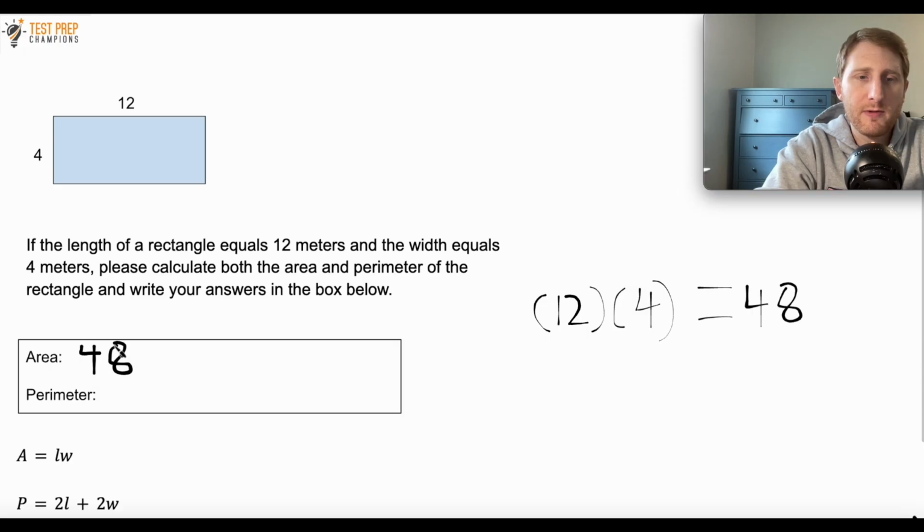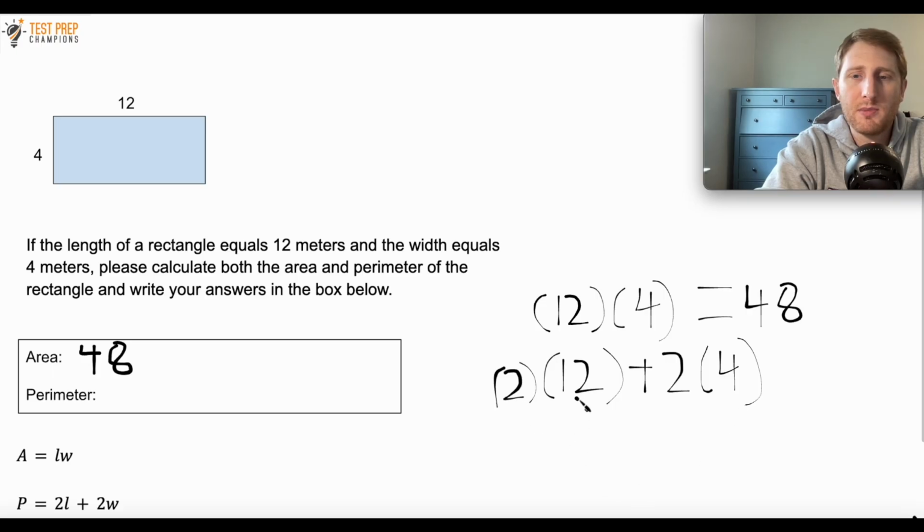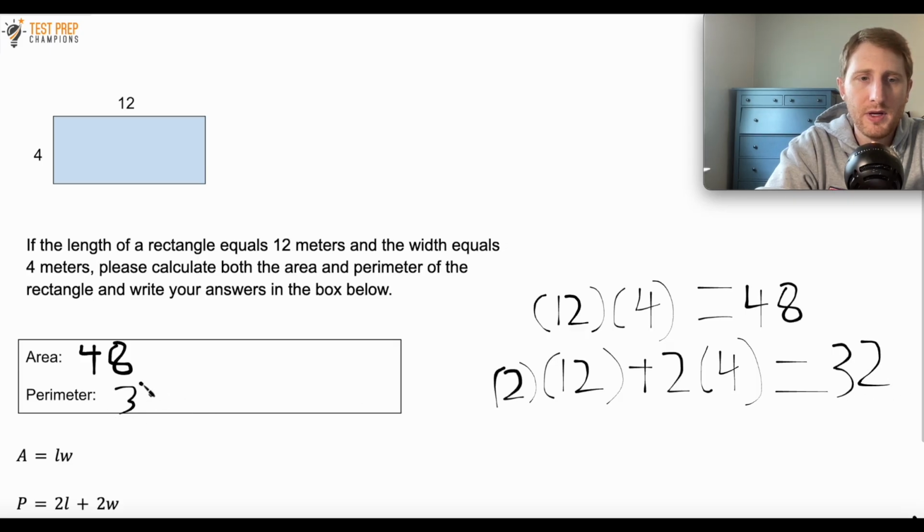So the formula for perimeter is P equals 2L plus 2W. So I'm going to do 2 times 12, and then I'm going to do plus 2 times 4. And again, the same thing here. You could do 2 times 4 plus 2 times 12, and you would get the same answer either way. And when I do the math here, I get 32. So the perimeter is 32. So final answers, area 48, perimeter 32.